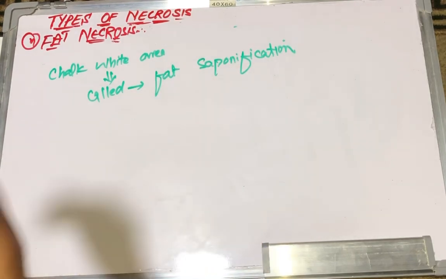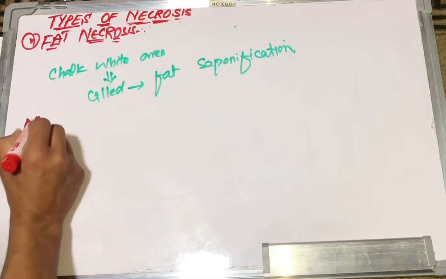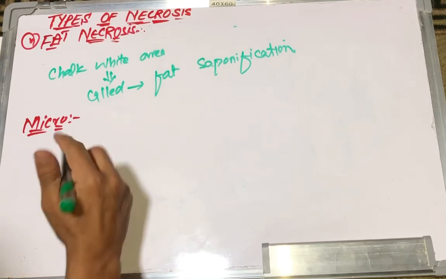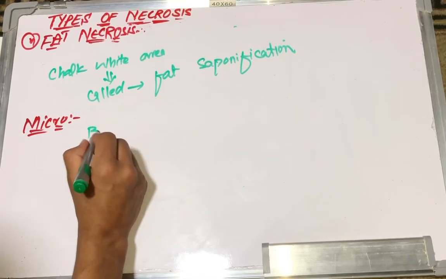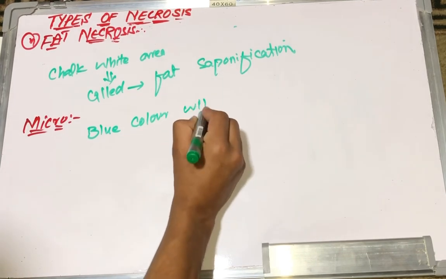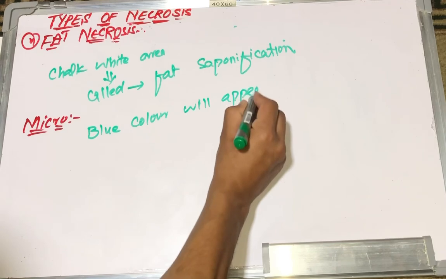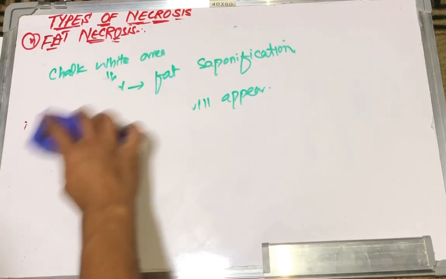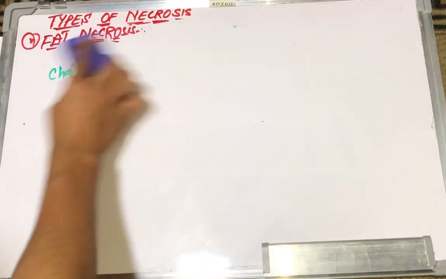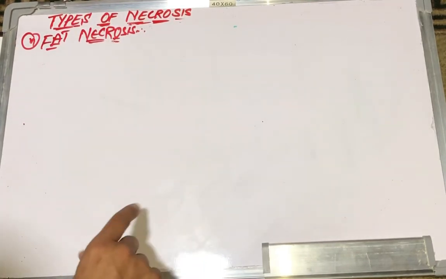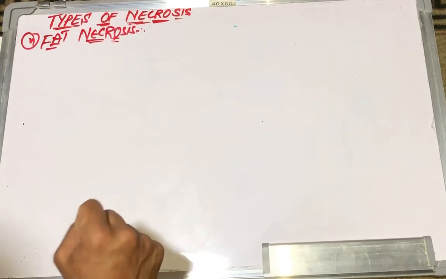When we see fat necrosis under the microscope, how will it look? In the microscope, fat necrosis appears blue in color. So this was all about fat necrosis, how it occurs, what the types of fat necrosis are, and how the pathogenesis occurs. Further we will discuss in the next topic.